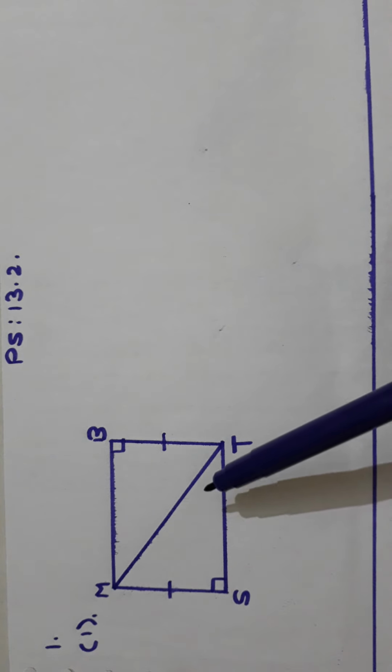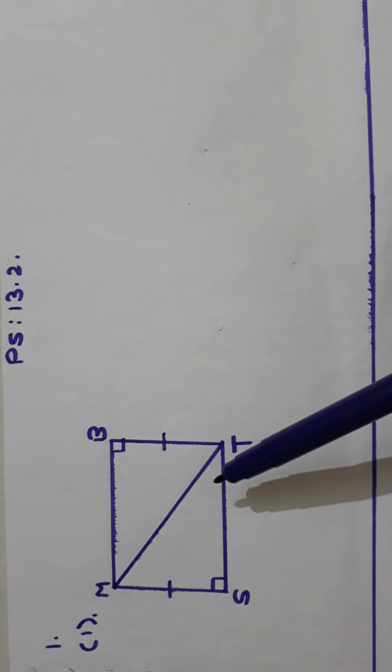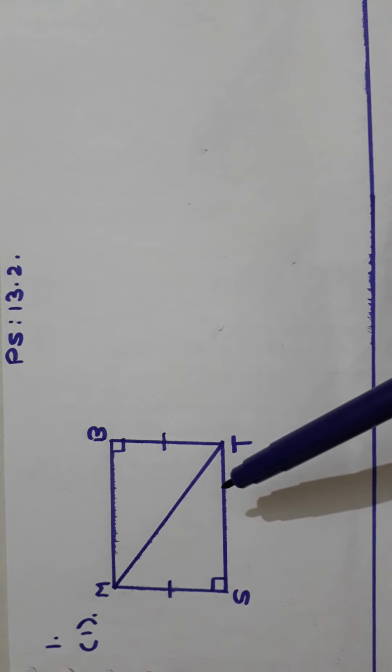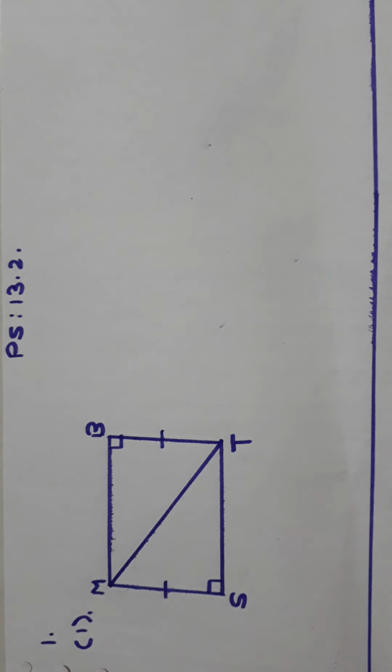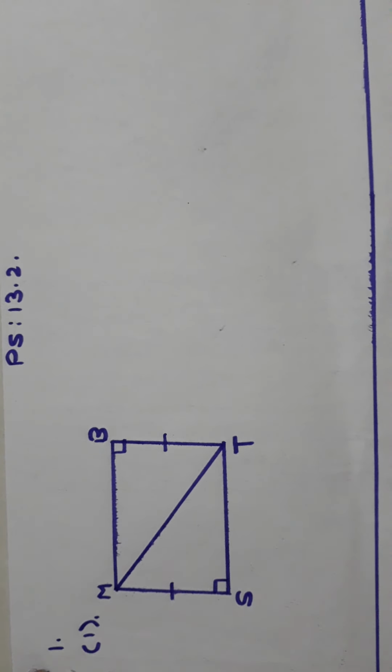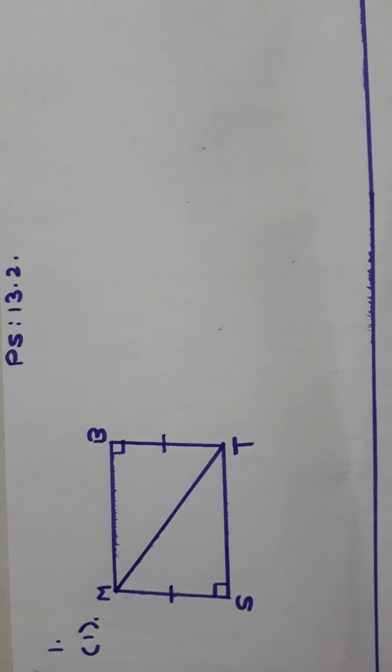State the test and the correspondence by which both the triangles are congruent, and state the remaining congruent parts. The remaining congruent parts are the parts which we have not taken into consideration while showing that both the triangles are congruent. So let us start. Observe that both the triangles are right angle triangles. So we will be using hypotenuse side test.